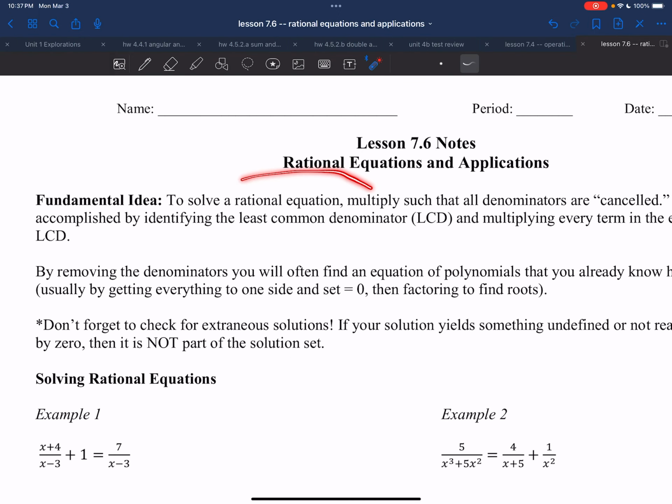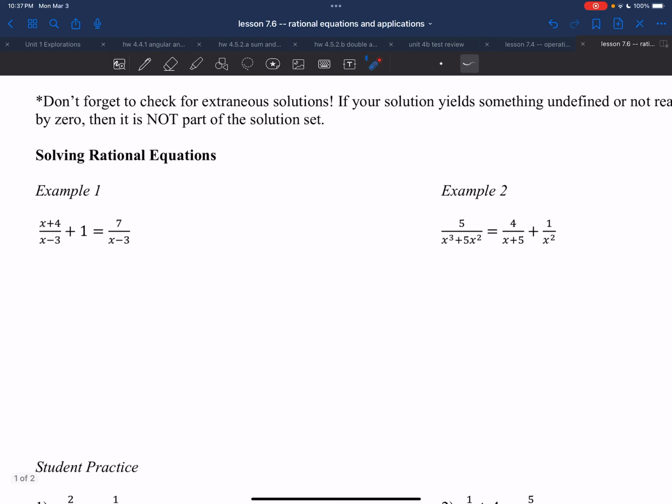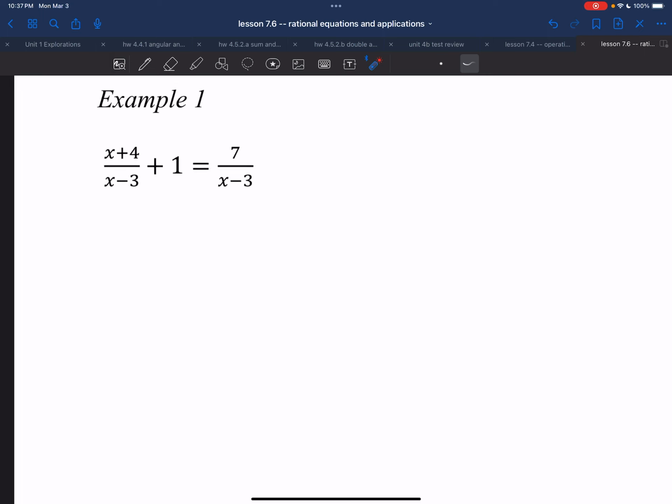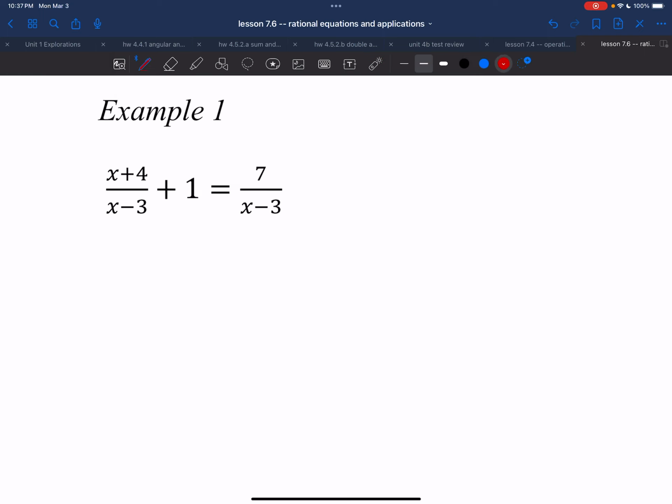How do you solve rational equations? Multiply by the LCD. And when you do that, it gets rid of all these fractions and comes up with an equation you're used to. So an equation that you know what to deal with. So we're going to work with example 1 here.